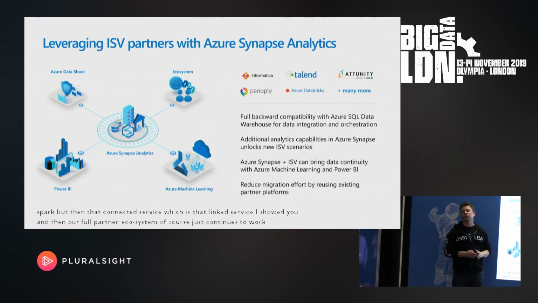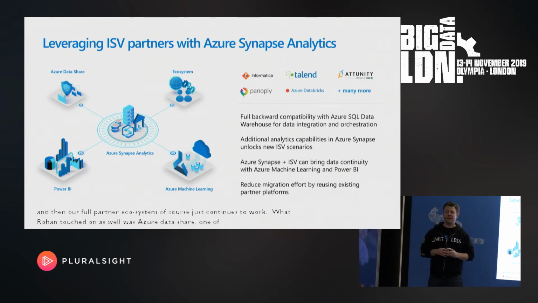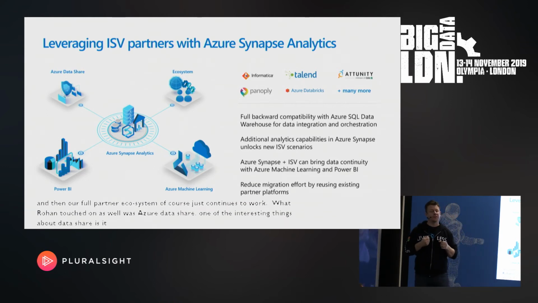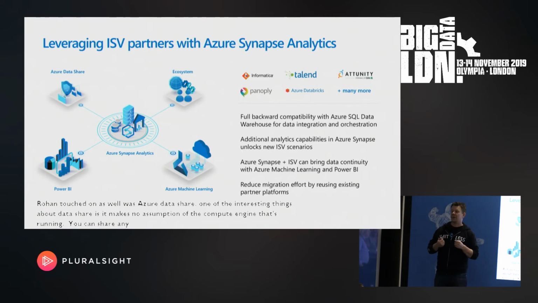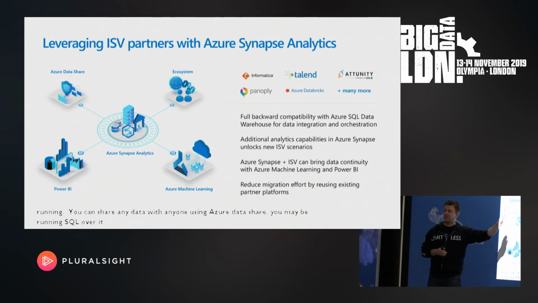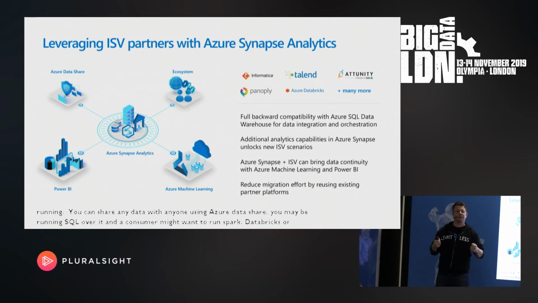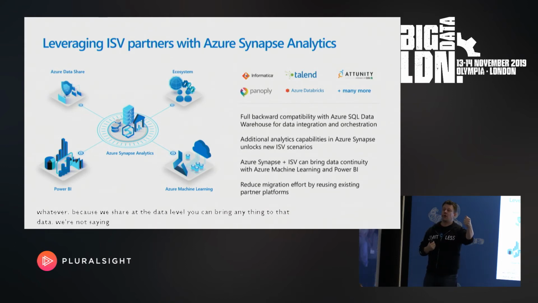And what Rohan touched on as well was Azure Data Share. One of the really interesting things about Data Share is it makes no assumption of the compute engine that is running. You can share any data with anyone using Azure Data Share. You may have a whole bunch of Parquet that you're running SQL over, and a consumer might want to run Spark, Databricks, or what have you over it. Because we share at the data level, you can bring any engine to that data. We're not saying, I'm sharing warehouse data, and so you can only consume it with a warehouse. We don't make that assumption or that constraint on the sharing model.